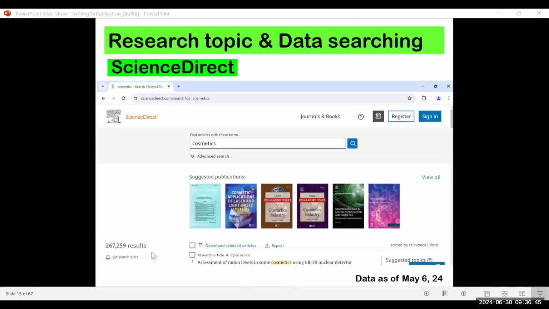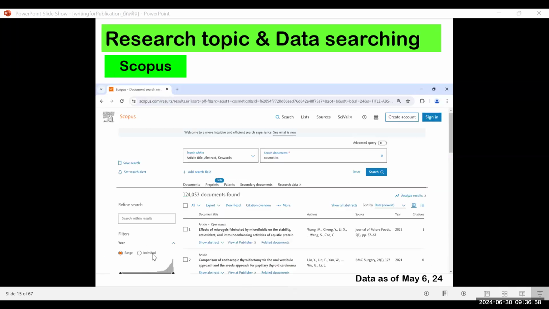Oh, I get almost 300,000 results. I don't have a lot of time to read them all. Let's change: if I use a different database like Scopus, one word, cosmetics. Wow, more than 100,000 documents have been found.